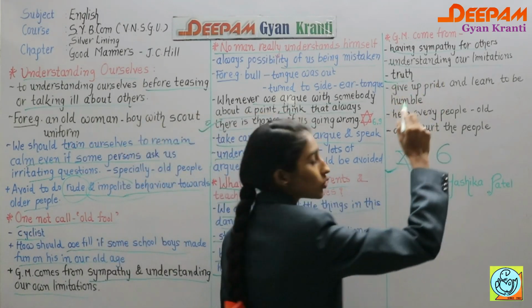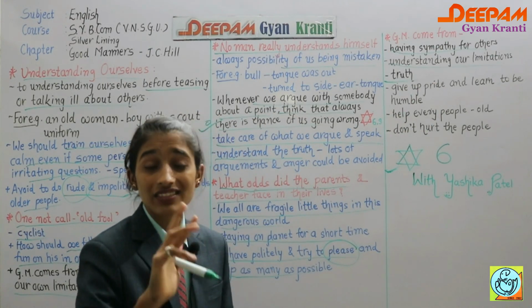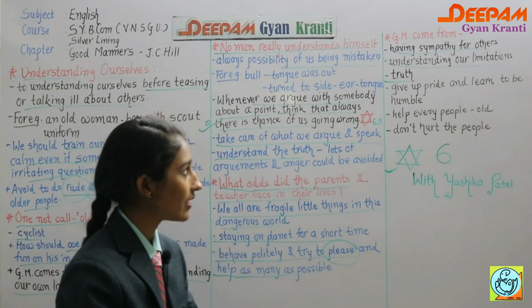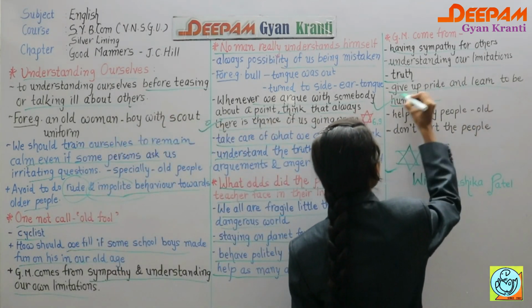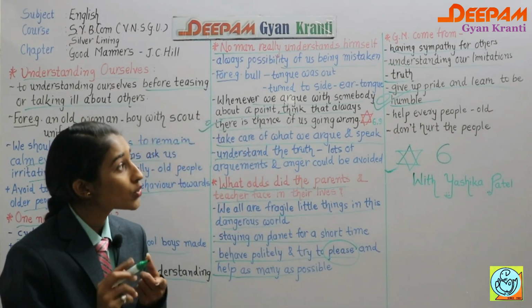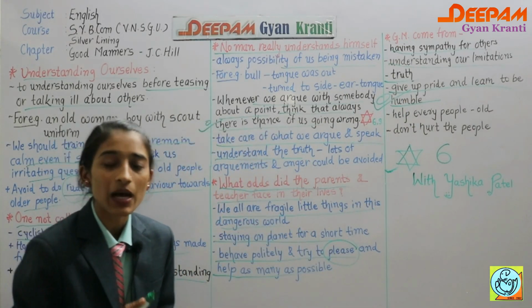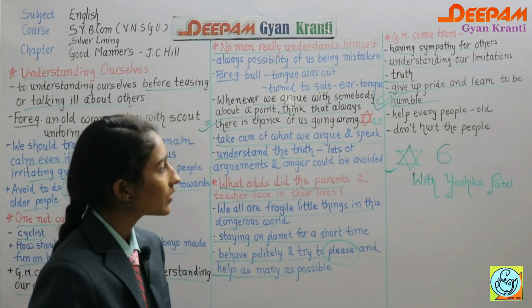Then one more thing, truth. Truth is very important. I told you earlier that truth never has one side; it is two-sided. Then give up pride and learn to be humble. That is a very important thing. I gave the example of the tree. You have to leave pride and be a humble one. Then and only then can you say that you have good manners.